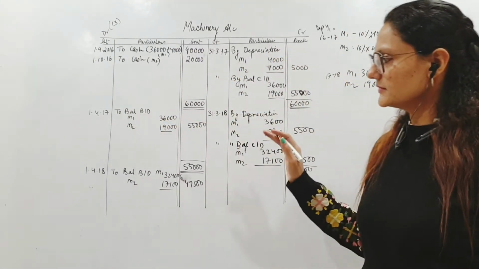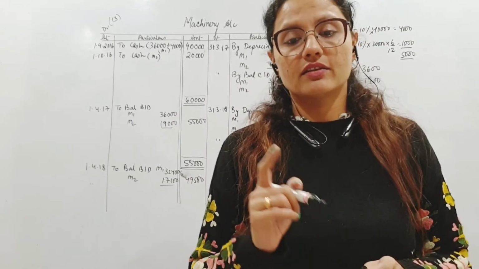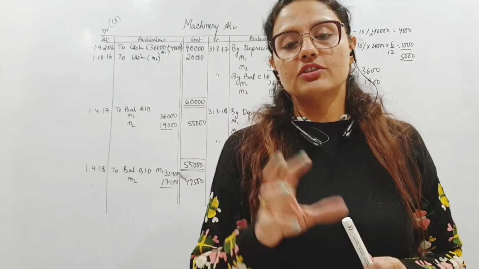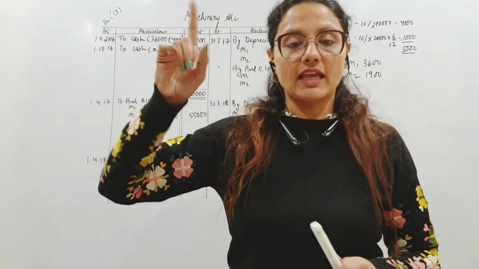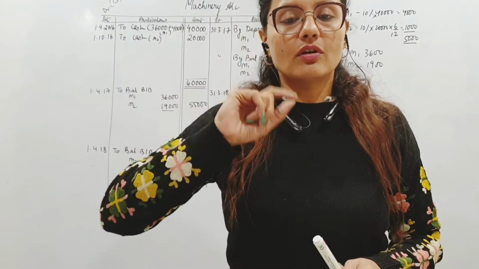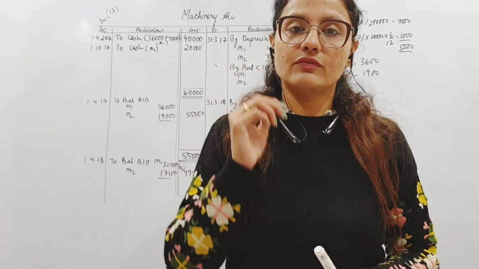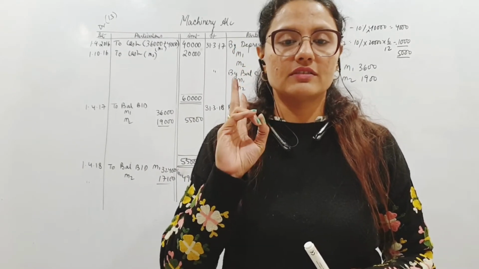Alright? थर्ड ईयर में क्या करना है? एक एसेट बेच रहे हैं. कौन सा एसेट? On 1st October 2018, again middle of the year, the machinery bought on 1st April 2016, meaning M1. We talk about M1. This was sold off for 12,000, and on the same date, another fresh machinery was purchased for 64,000. So what are we doing on the same date? One sale, one purchase. Alright?